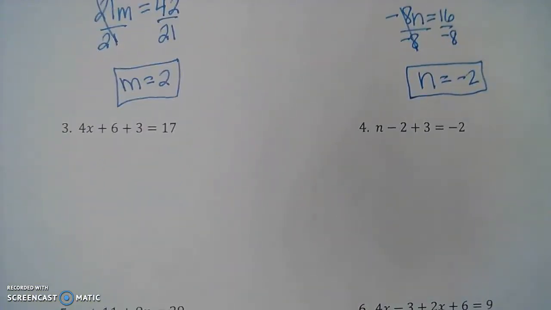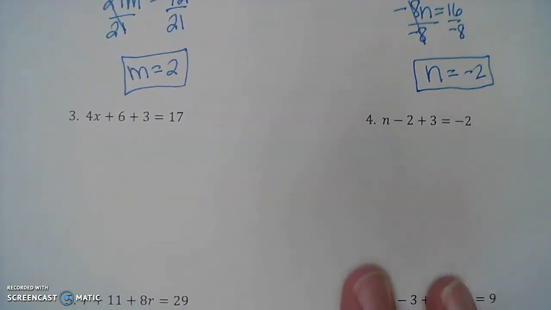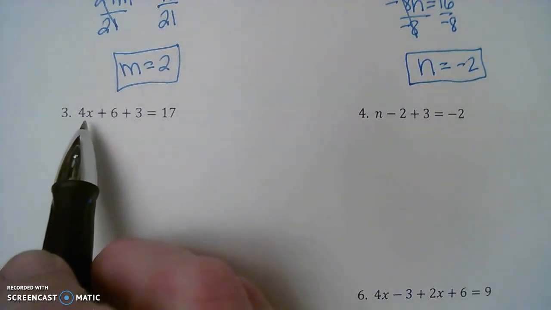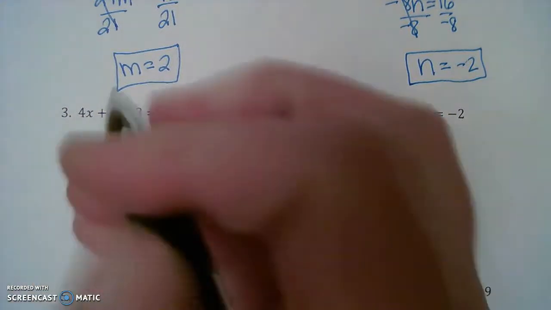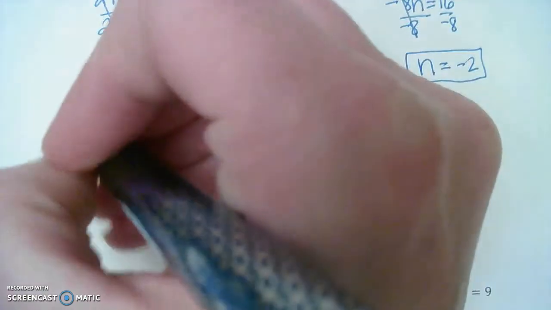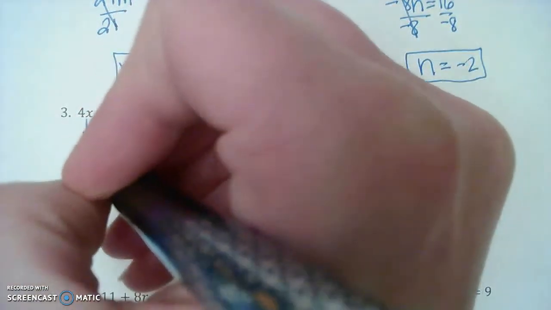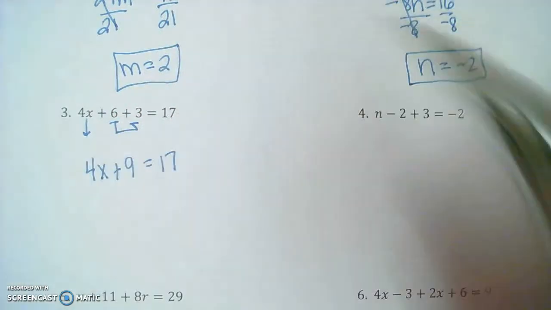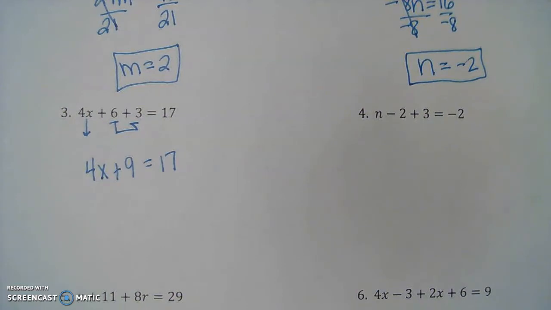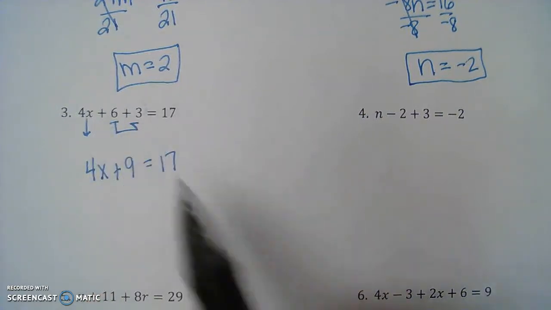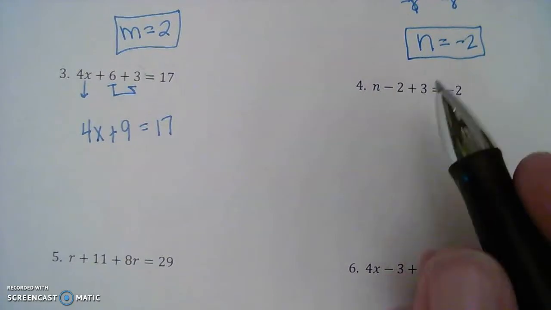All right, here's where it gets a little bit trickier because we have like terms and non-like terms that we need to put together. All right, so when you look at number 3, we have a 4x, a 6, and a 3. You can only put the 6 and the 3 together. So the 4x you need to bring down. 4x, 6 plus 3 is 9. So 4x plus 9 equals 17. All right, so again, don't forget to bring that 4x down, put these two together to get 9, and then still equals 17. Then it looks like ones we've been doing.